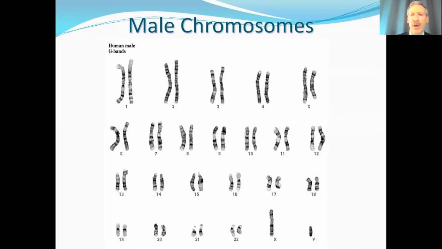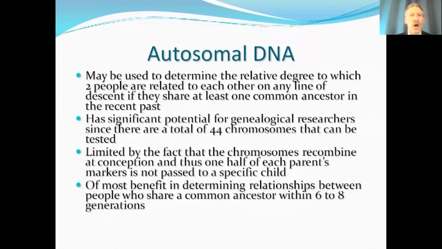This happens to be a male, so you can see one X chromosome and one Y chromosome. If this was a female, you would see two X chromosomes. Autosomal DNA is used to determine how people are related to each other on any line of descent if they share at least one ancestor in common in the relatively recent past.